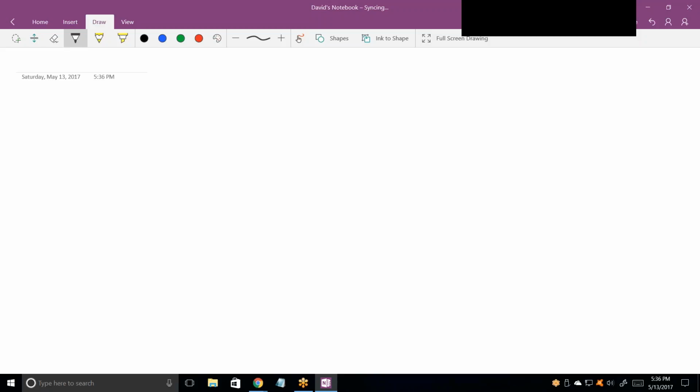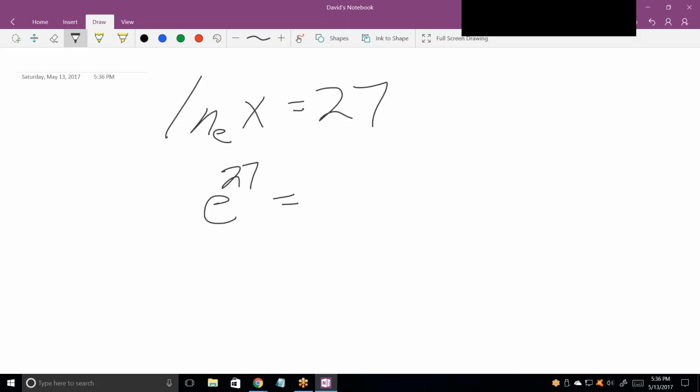I have another one of those. It's ln x equals 27. Okay, put that in exponential form. That would be e to the, number on the far left raised to the power of the number on the far right, e to the 27, equals the number in the middle. What's the number in the middle? x. And you could get this number off your calculator, so you could solve for x here.